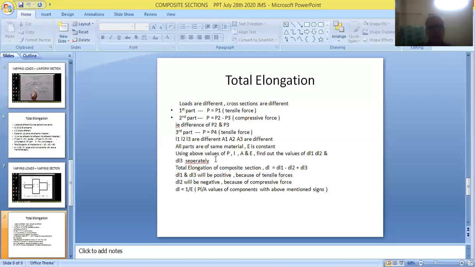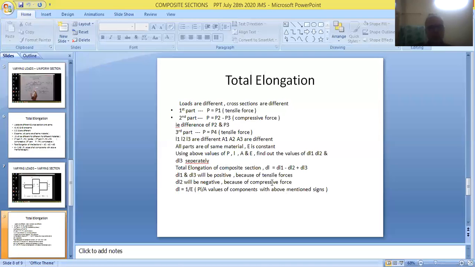So we have to use the above values of P: P1 for the first component, P2 or P3 for the second component, P4 for the third component. Use the values of L1, L2, L3 separately for the three components. Use the values of A1, A2, A3 separately for the three components. Of course, the E value is the same for all the components. So we have to find out the values of DL1, DL2, and DL3, the individual elongations.